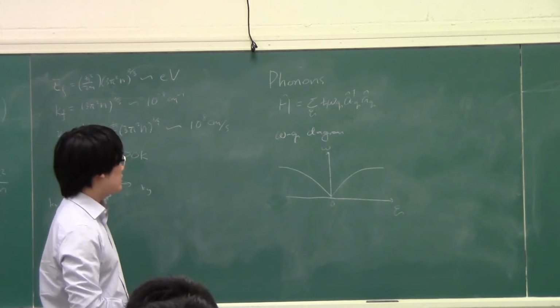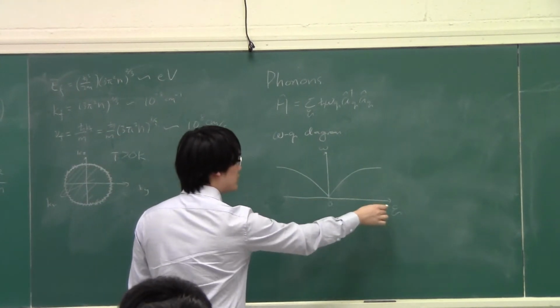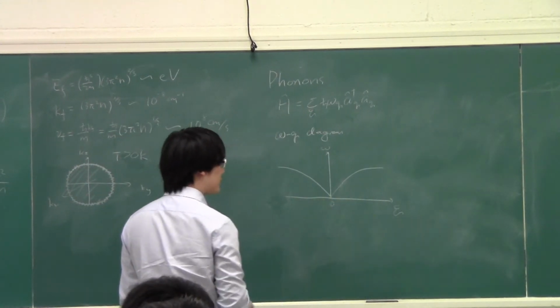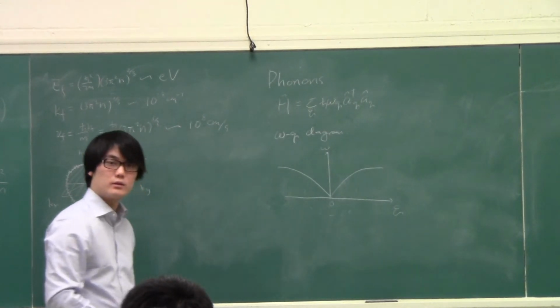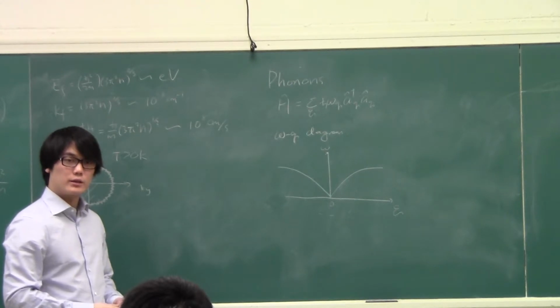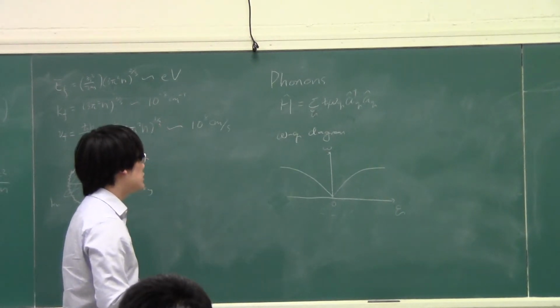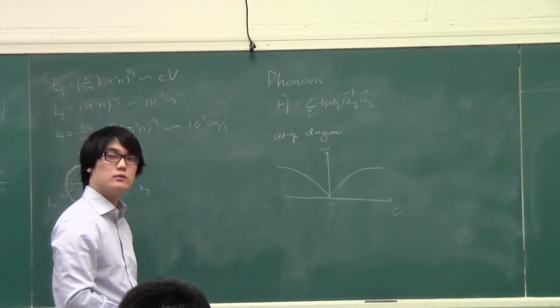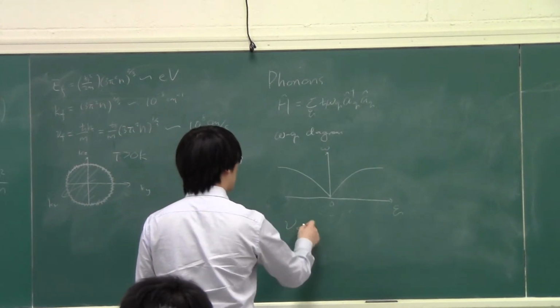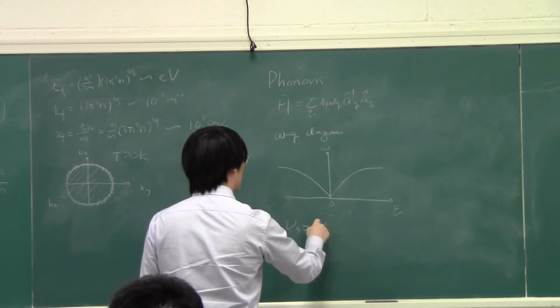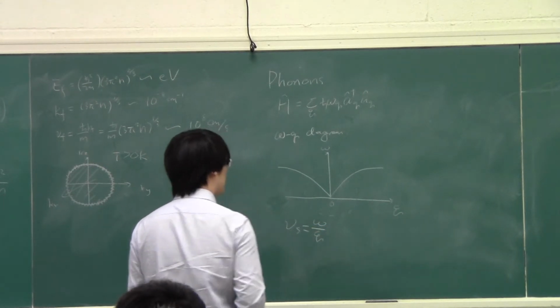And what's interesting is that close to really low momentum, the phonons roughly have a linear omega q diagram, which is to say that there is a well-defined velocity of sound, and the velocity of sound is just equal to omega over q. Okay.